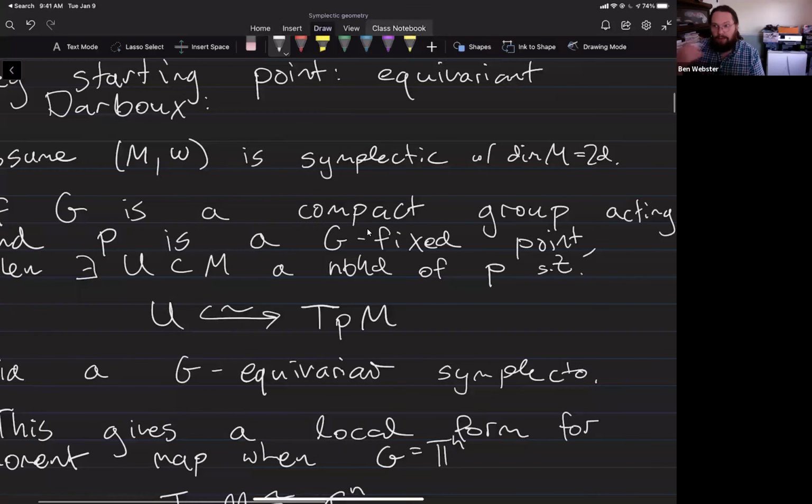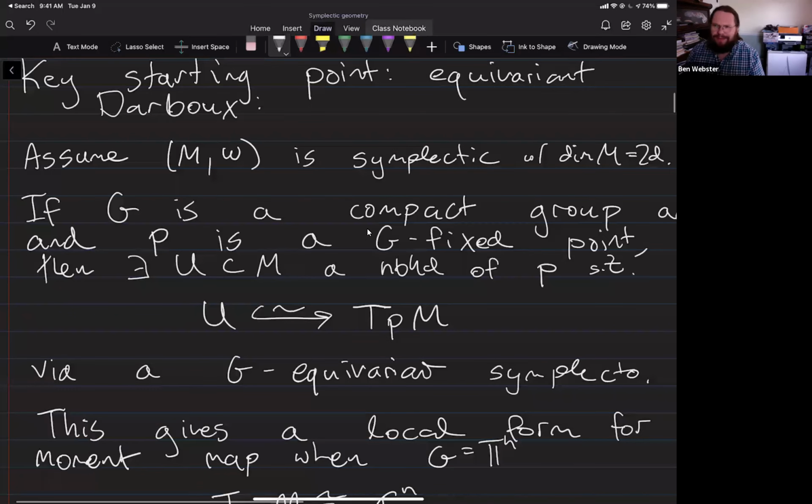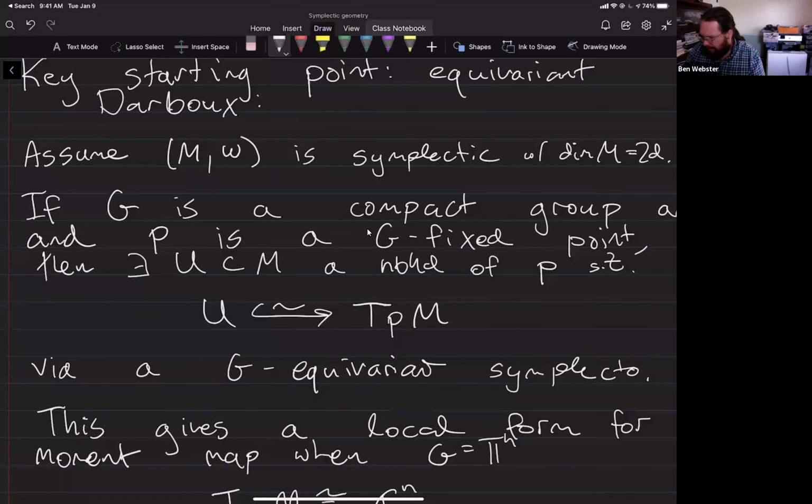So assume that I have a compact group and it acts on M in a Hamiltonian and, in particular, smooth way. And I should even say there's nothing really special about being Hamiltonian here. We'll see the significance of that in a moment. If I have a fixed point for the action of this group, then there's a version of the Darboux theorem.